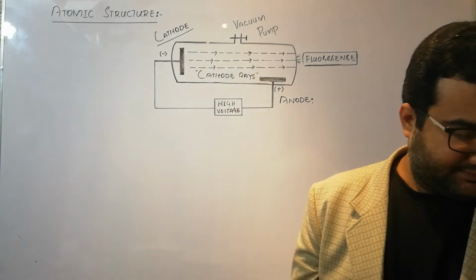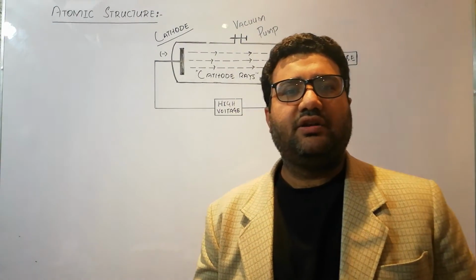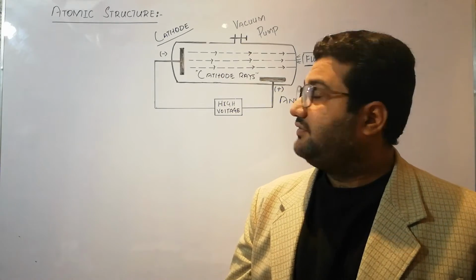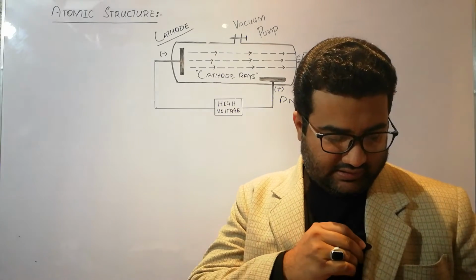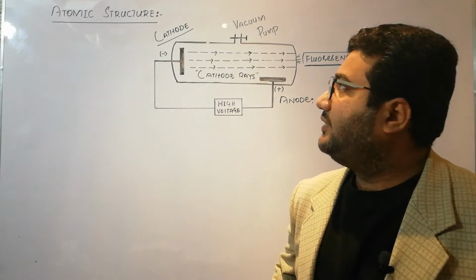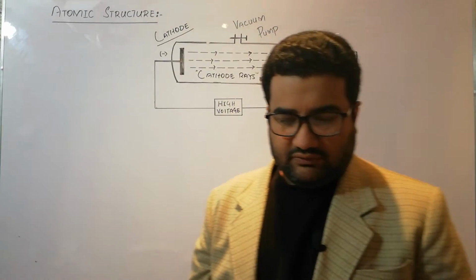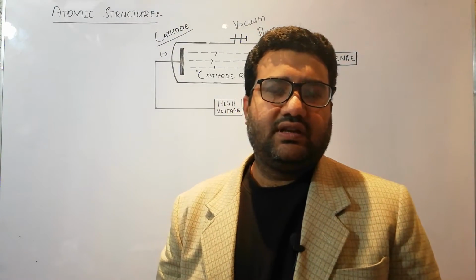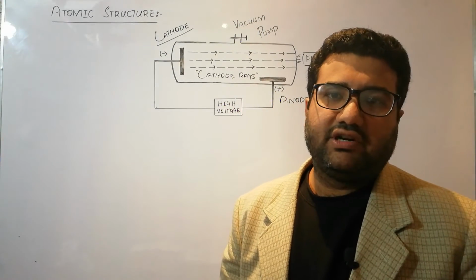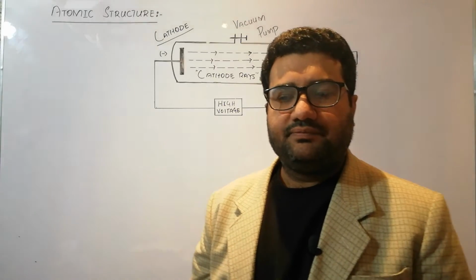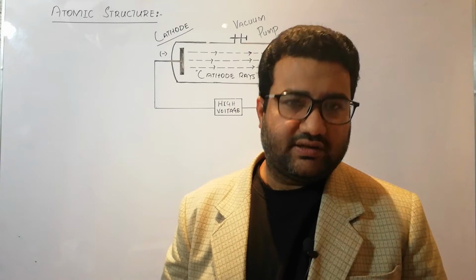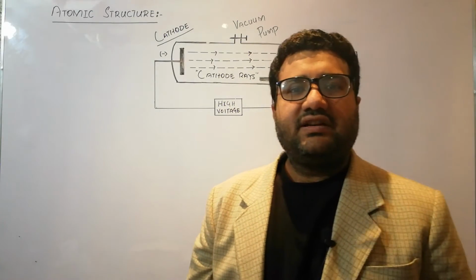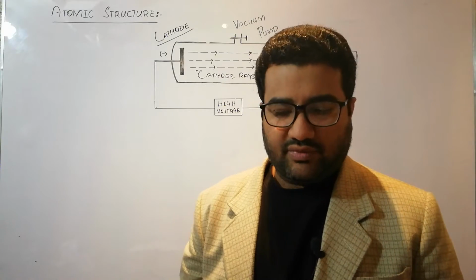Welcome everyone. Today we are going to start a new chapter, one of the very important and basic chapters of chemistry, that is about the atomic structure. We will divide this chapter into three portions. In the first portion we will discuss the subatomic particles. In the second portion we will discuss the models of atom, and in the third portion we will discuss the distribution of electrons in an atom. So without wasting time, let's move towards the subatomic particles.